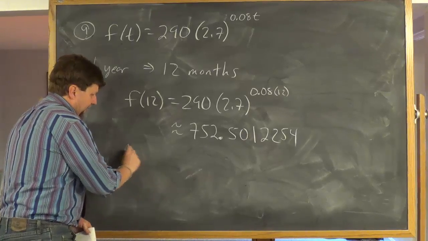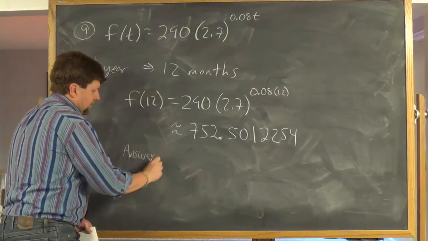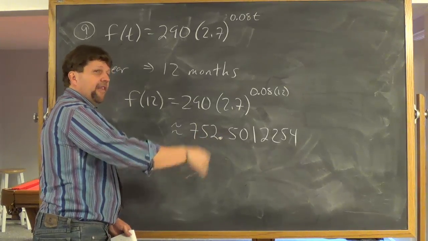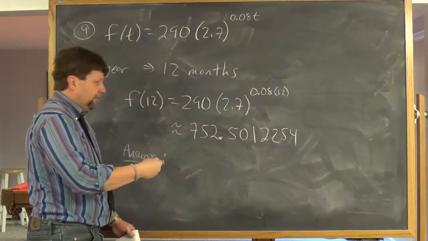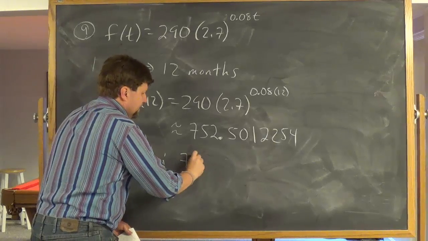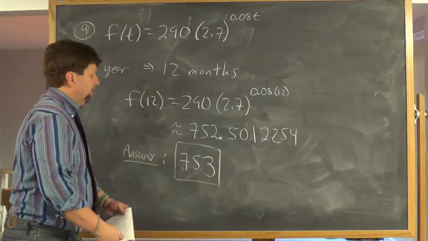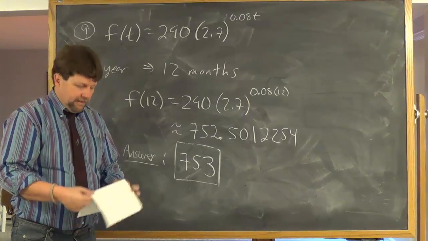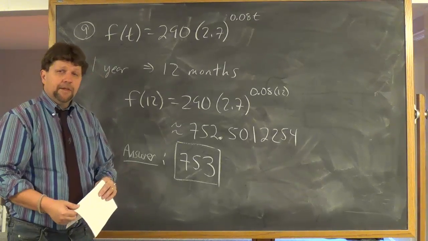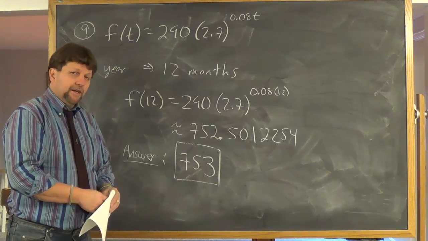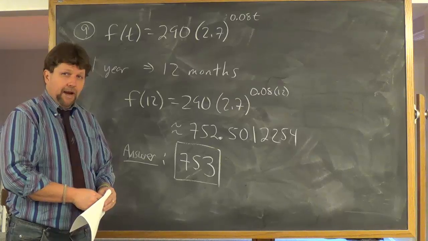So I would have my answer 752.5. That rounds to the nearest whole number of 753. So if in September they said there were 290 rabbits, next September, I have the answer here. There's going to be 753 rabbits.